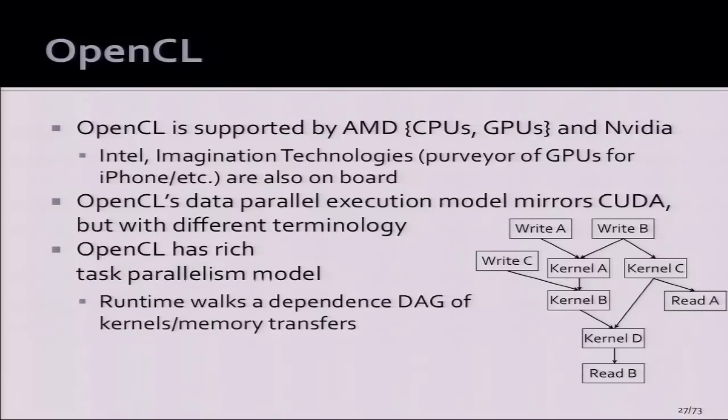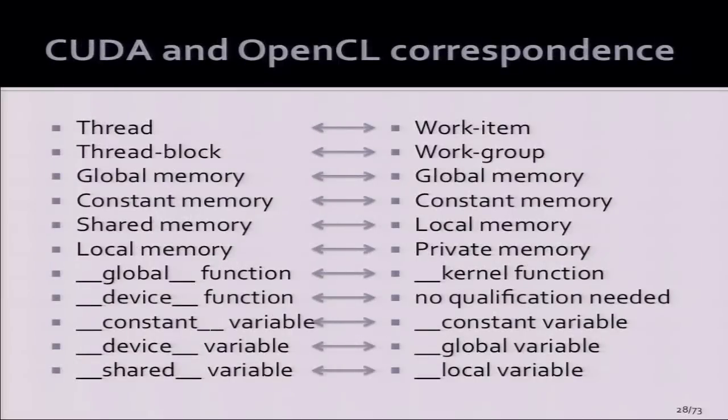It has a rich task parallelism model that's a little bit more developed than CUDA's. Instead of just having kernels that you launch sequentially, you can actually build up a dependence graph of kernels and memory transfers. And I've put this correspondence between terminologies so you can refer to this if you're writing OpenCL code. They're pretty much equivalent.